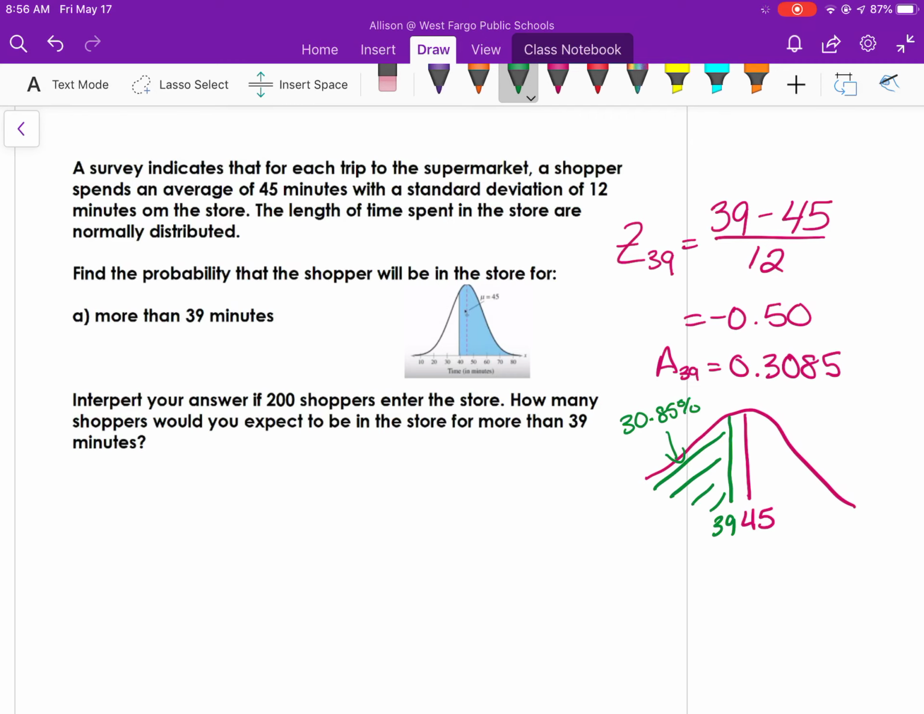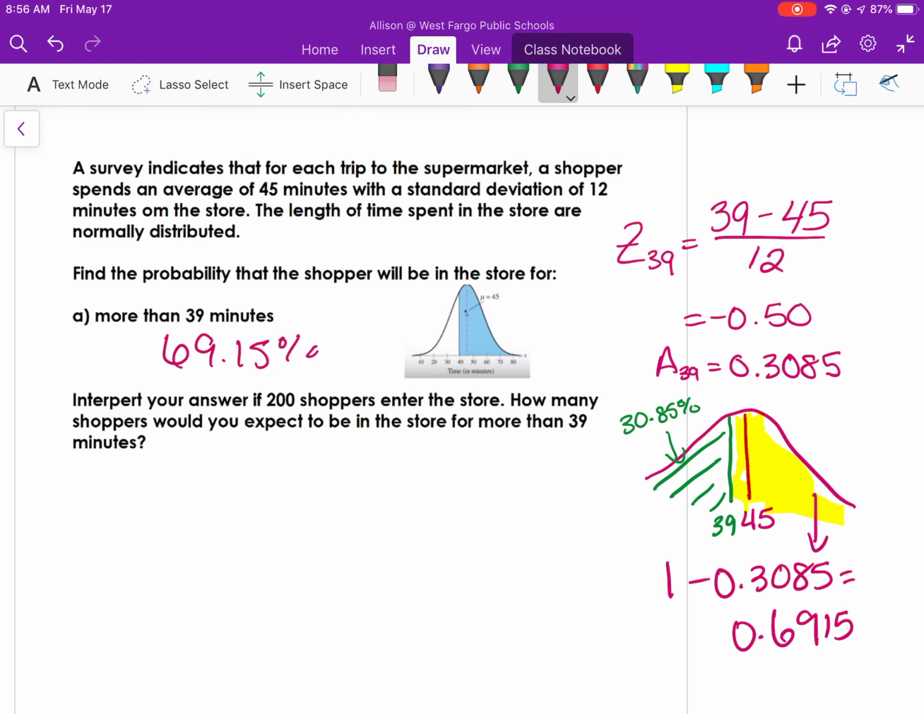So if I want to find the other side of it, how many are more than, so that's the one that fits our picture here, you're going to have to remember that the whole thing is 100% or 1. So you have to subtract that decimal from 1 to find the other side here. And that'll equal 0.6915, or 69.15% probability that they'll stay more than 39 minutes.